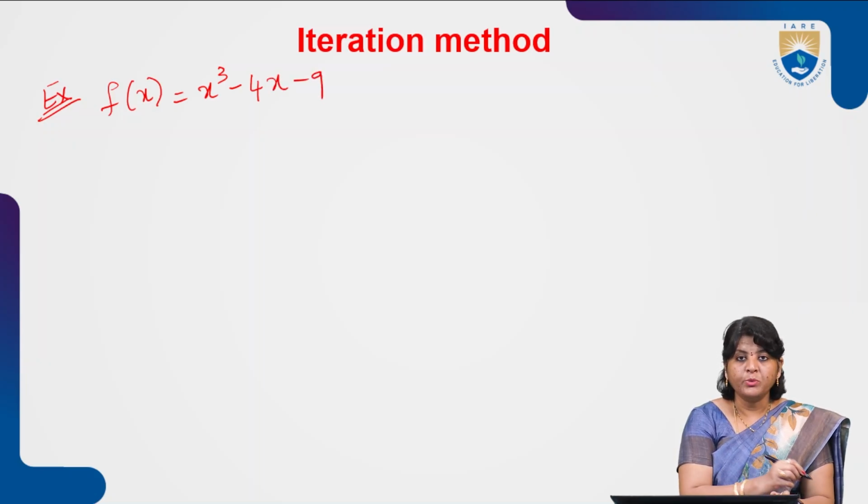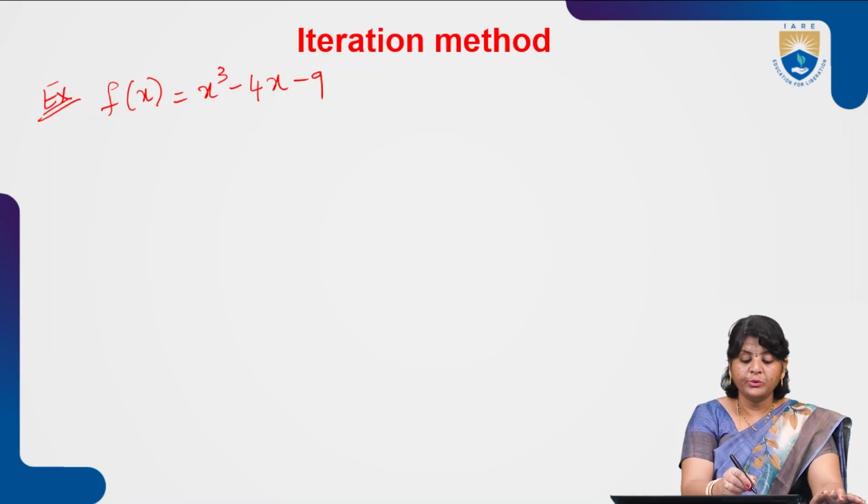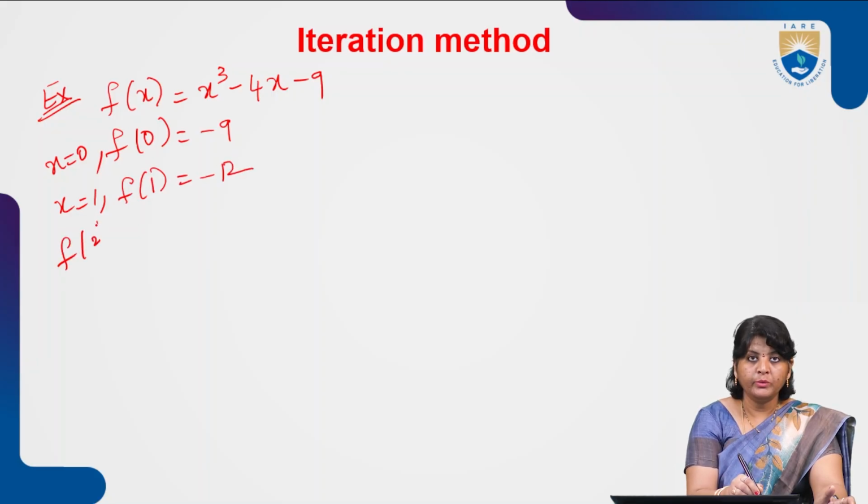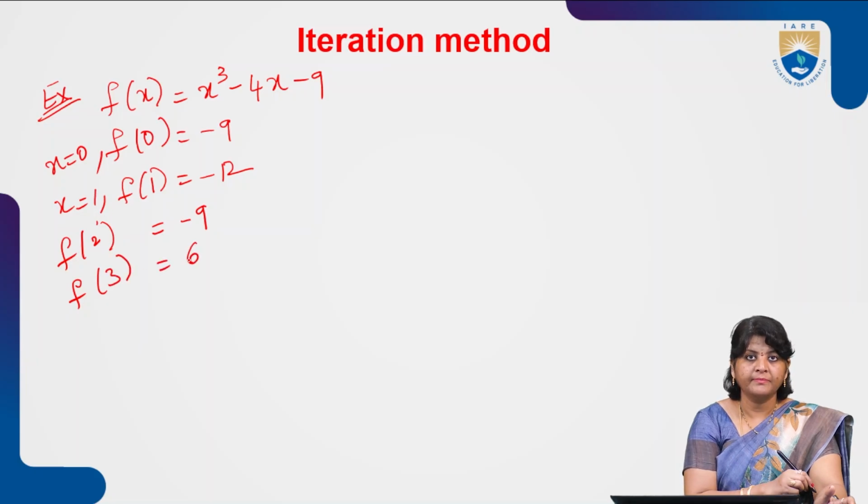And from this equation, I need to find out the roots initially. So I'm going to take f of 0, where it is minus 9. That is x is equal to 0, f of 0 is minus 9. x is equal to 1, f of 1 is equal to minus 12. f of 2 is equal to minus 9. f of 3 is equal to 6.